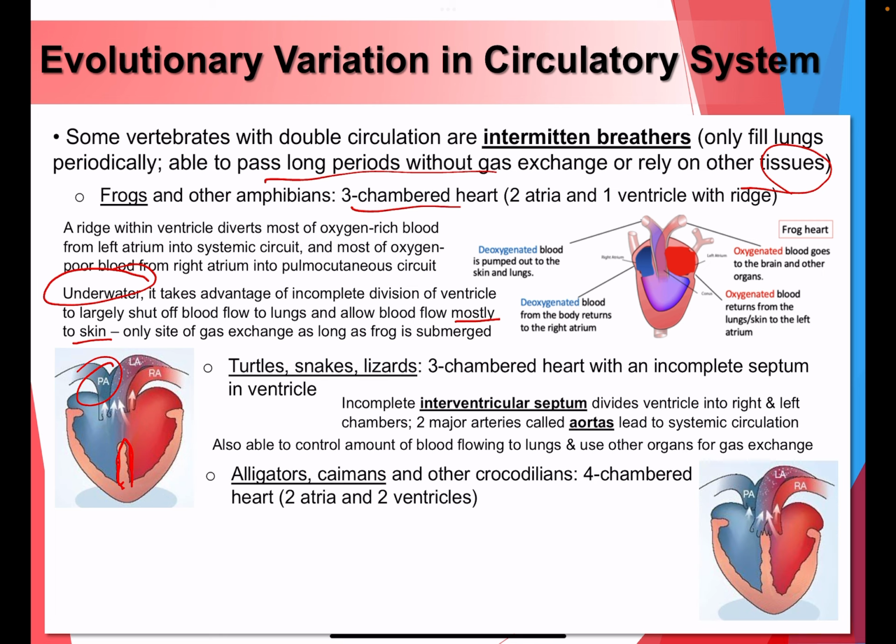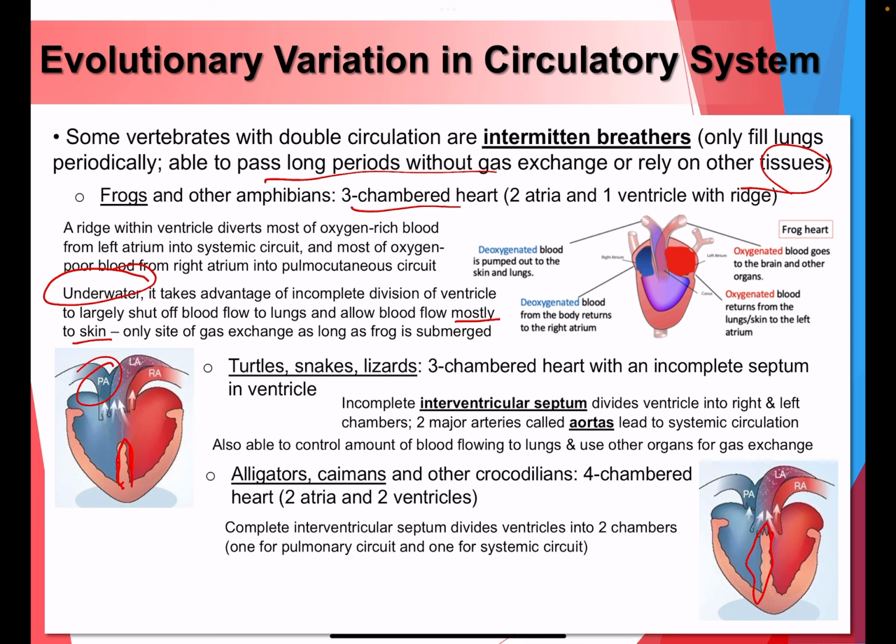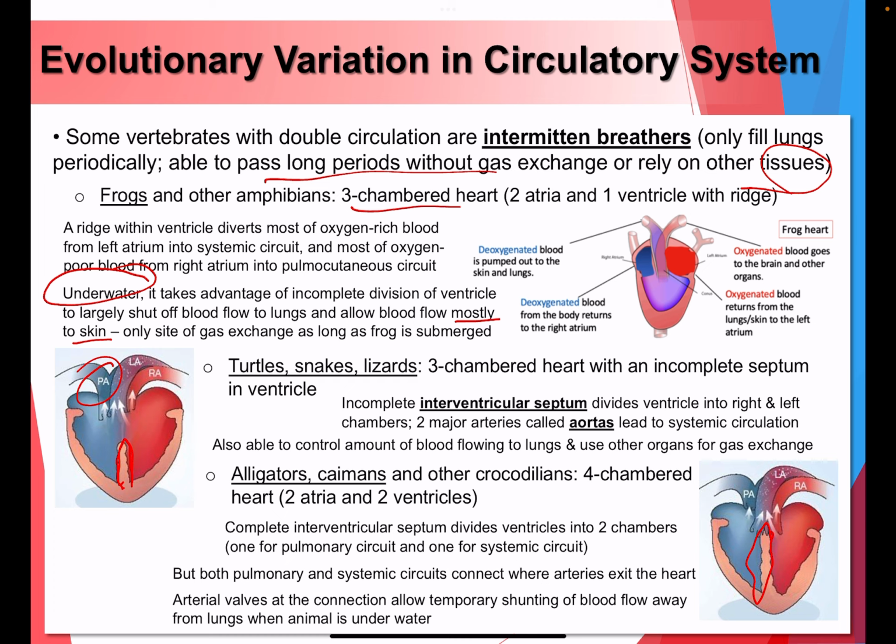Now, with alligators and caimans or other crocodilians, they have a fully formed four-chamber heart, two atria and two ventricles, just like humans do. And they have an extensive network of oxygen-storing blood vessels in their muscles and tissues, and they are able to slow down their metabolism. This is why alligators or crocodilians can also be submerged underwater for long periods of time. They do have a complete interventricular septum in the middle that divides the two ventricles into two separate chambers, one for the pulmonary circuit and one for the systemic circuit.